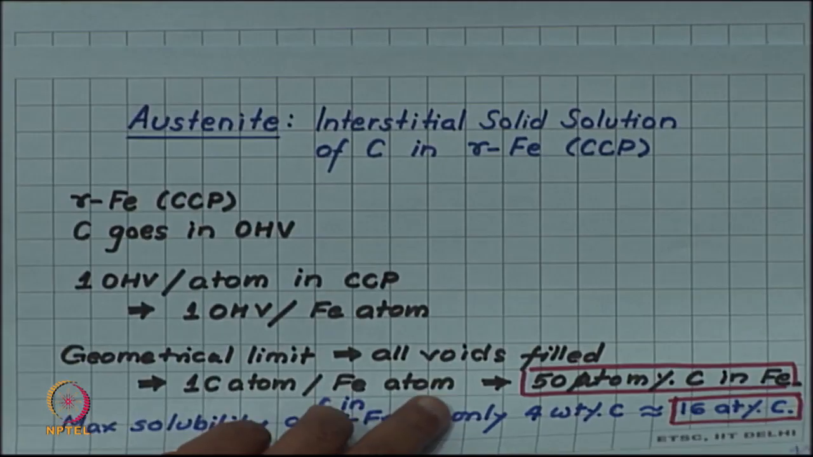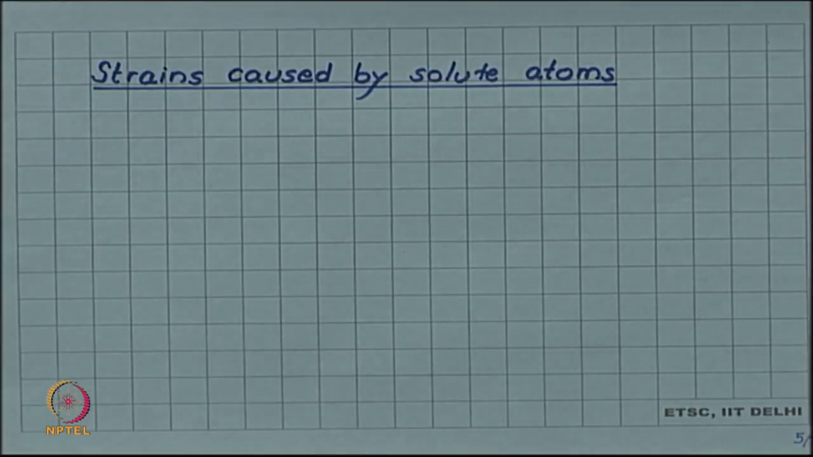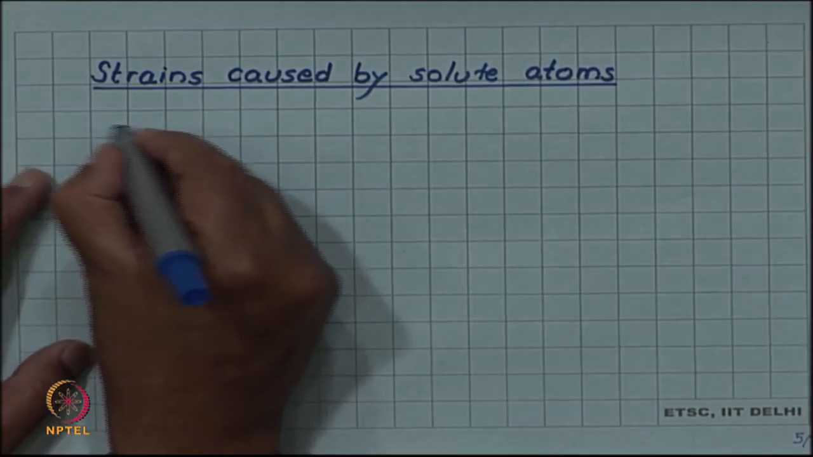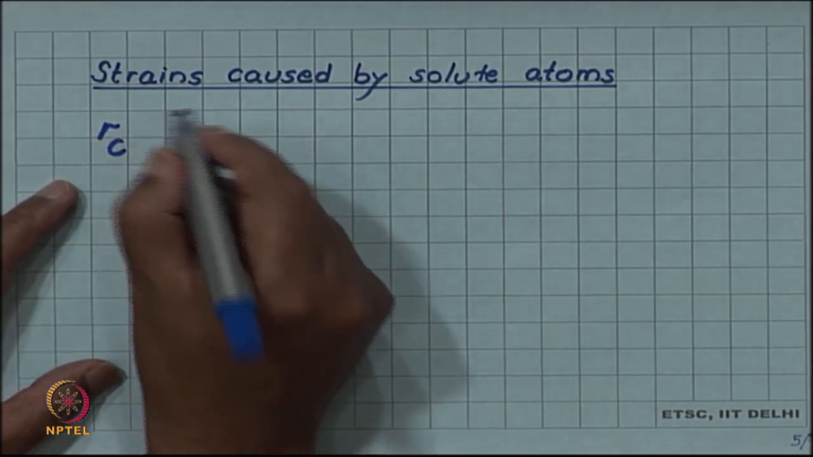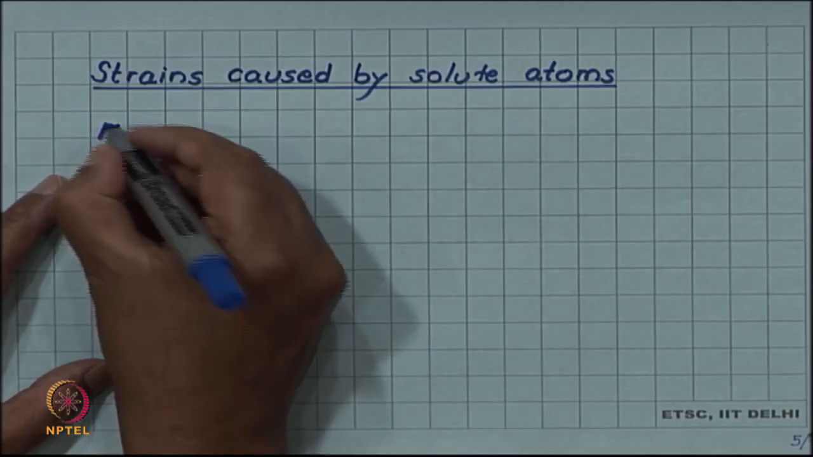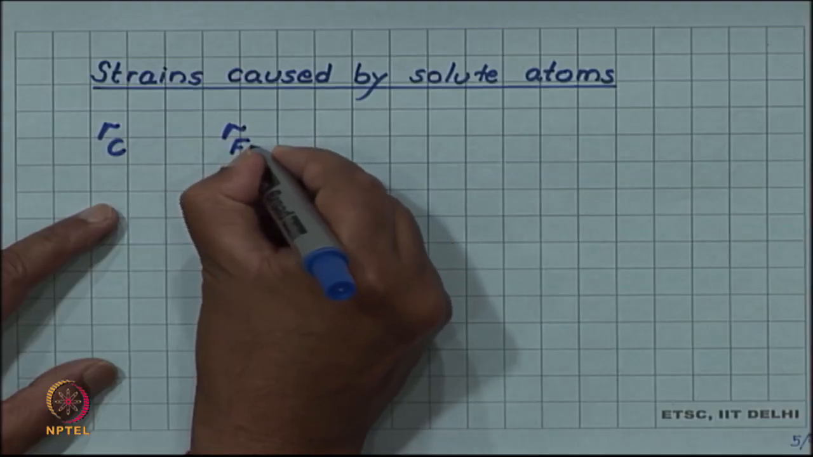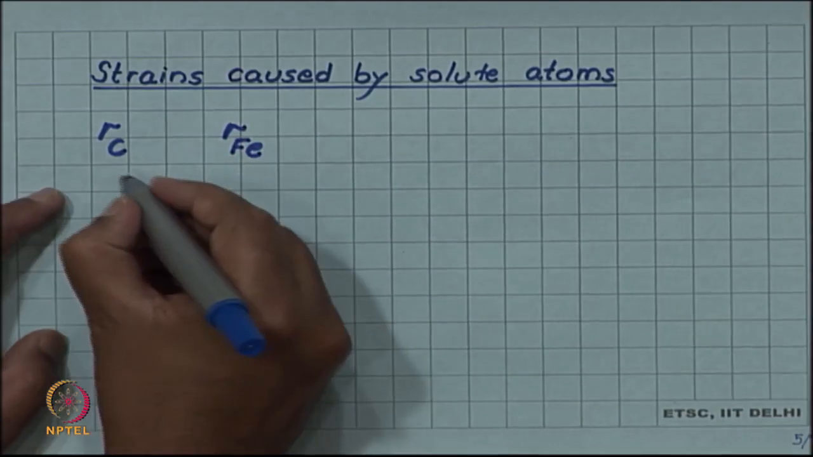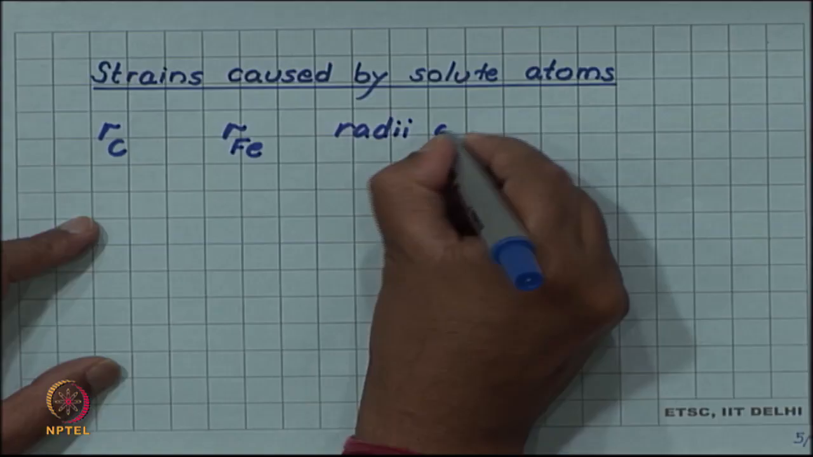So, there may be other factors which might be controlling this solubility. What is that other factor? That other factor is the strain caused by the solute atoms. If we look at the size of the carbon atom, the radius of the carbon atom has to fit in the octahedral void. So, let us say that the carbon atom radius is R carbon and the iron atom radius is R iron. These are the radii of carbon and iron.